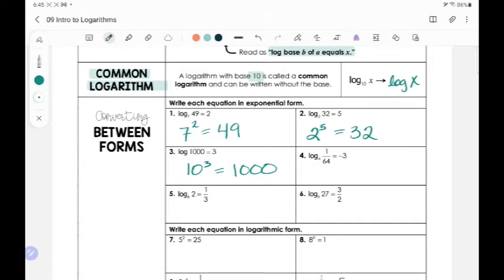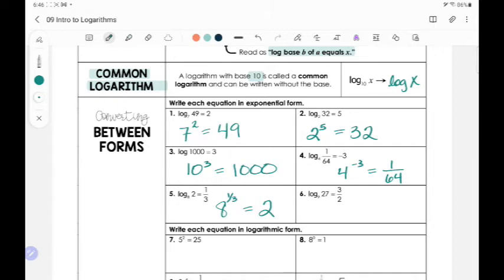Looking at the next one, the base is 4. The exponent is -3, and it equals 1/64. That makes sense because the negative exponent is what gives us the reciprocal. Looking at number 5, the base is 8. The exponent is 1/3, and it equals 2. Think about that. The power of 1/3 means the cube root. So what is the cube root of 8? It's 2, because 2 times 2 is 4, times 2 is 8.